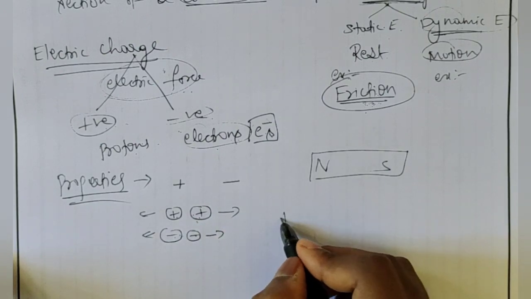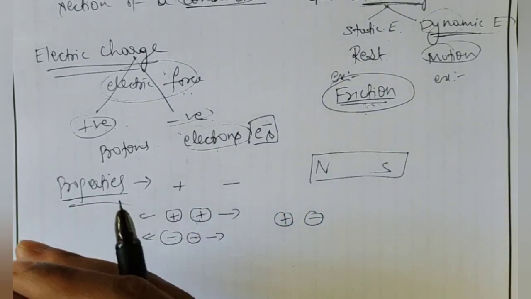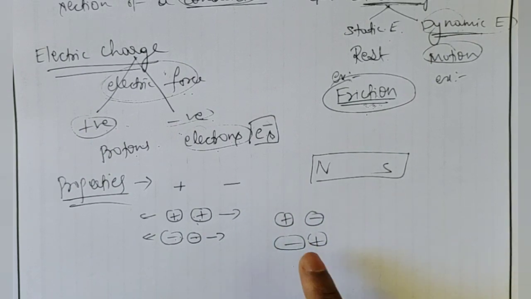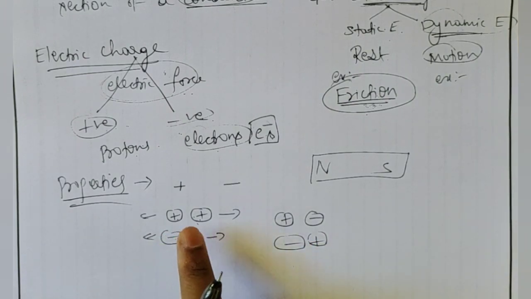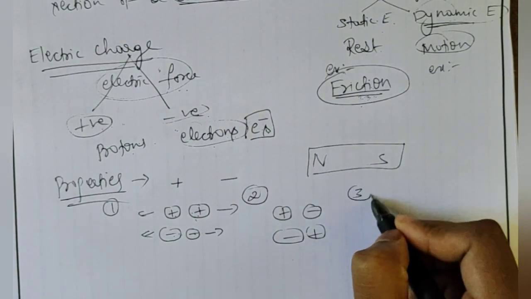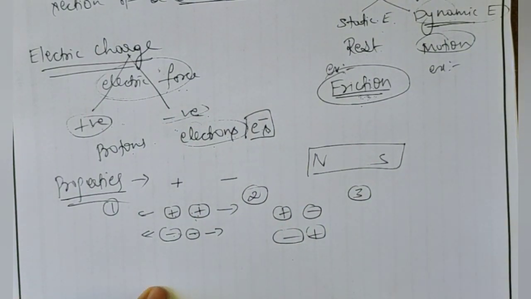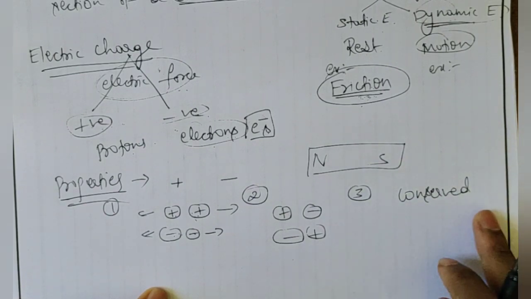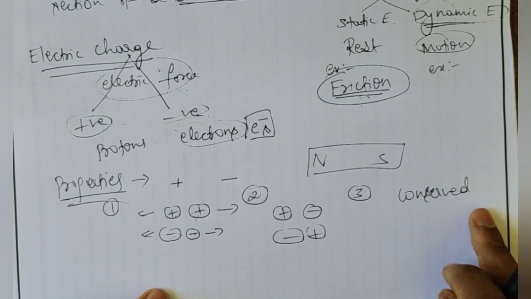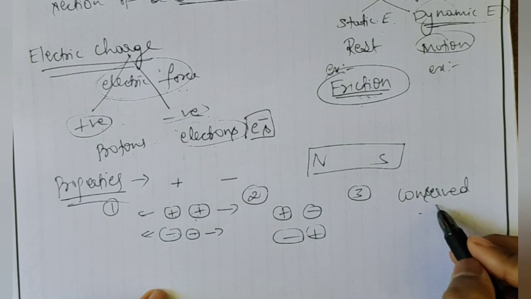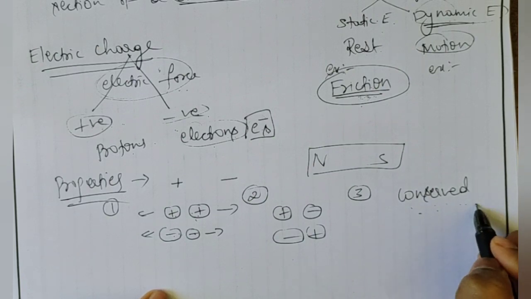Now unlike charges: positive and negative attract each other, and likewise negative and positive. So unlike charges attract each other, like charges repel each other. We finished property 1 and property 2. And there is a third property, that electric charge is conserved. That means it remains constant and does not change in any isolated system. So the meaning of the third property is that electric charge is conserved in a system.